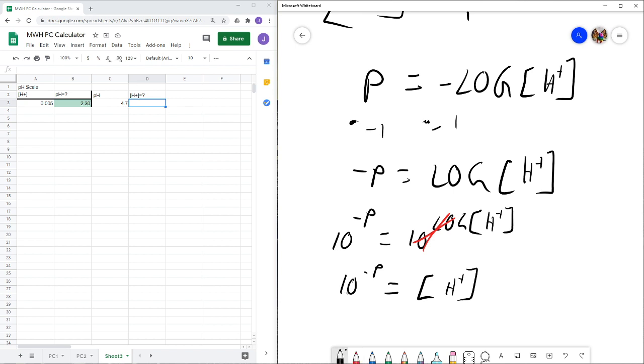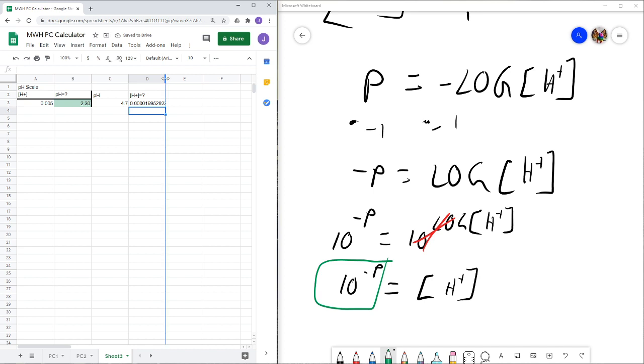So this right here is going to be our equation we want to use. It tells us how to relate the pH with the molarity, where our pH is now our variable to plug in. So I want to hit equals 10 to the, parentheses, negative, and then click on my pH and parentheses, hit enter, and we got this really small number.